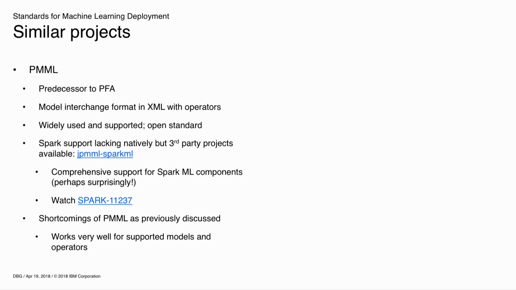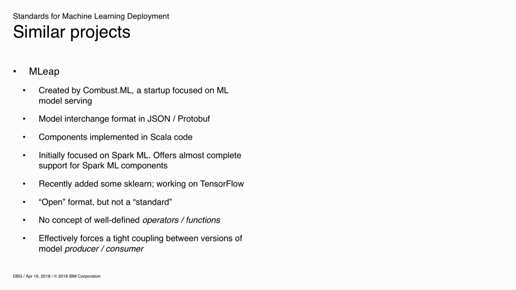Okay, so briefly on similar projects, I mentioned PMML. PMML has its shortcomings, but it works really well. And perhaps surprisingly, given that it has these shortcomings, there's a JPMML-Spark ML project, which covers a lot of Spark ML components, definitely worth taking a look at. The licensing there may or may not be a problem for you. It's AGPL, but it's worth looking at. There's some PMML support added to Spark, or being added to Spark right now, and that's the link to the Jira issue, so watch that.